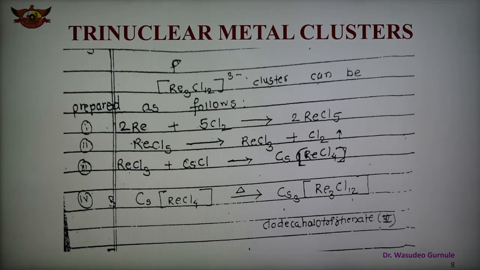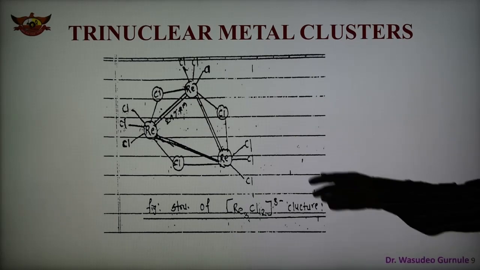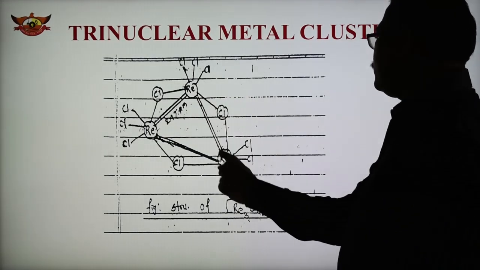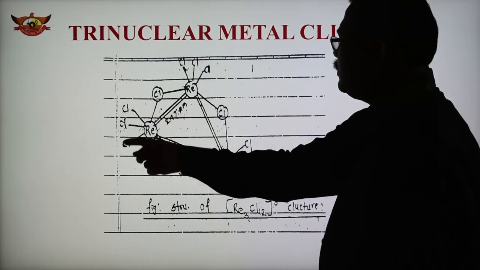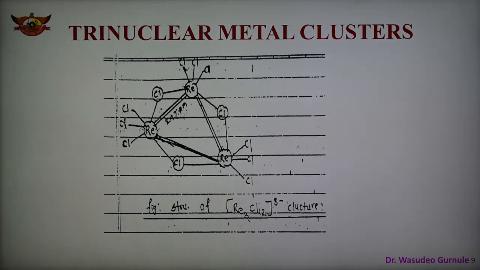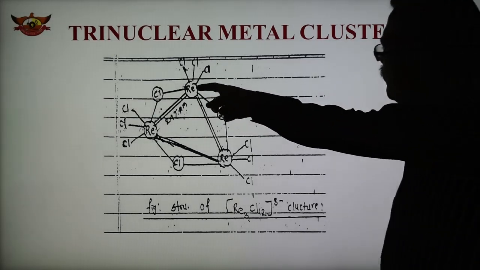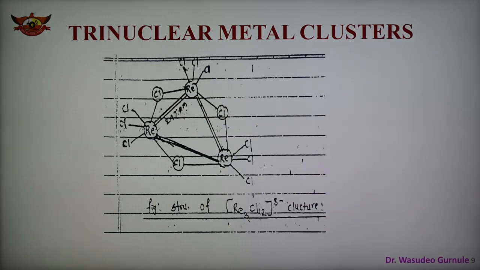So the structure of this unit is shown here, Re3Cl12. In this case, see, 3 rheniums are there, 1, 2, 3, and these 3 terminal 9, and these 3 12. So the Re3Cl12 3 minus cluster structure is shown here, in which this metal bond is a double bond, here also double, and 247 is the bond length. So this is the structure of this Re3Cl12 3 minus.